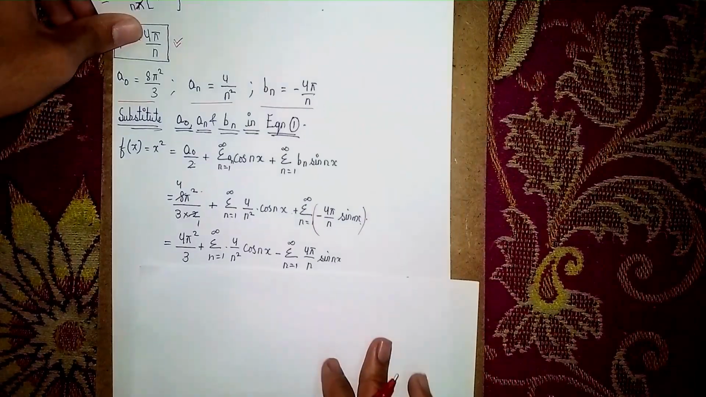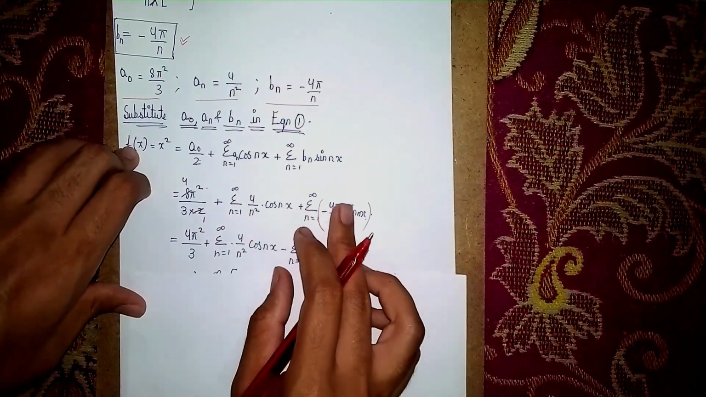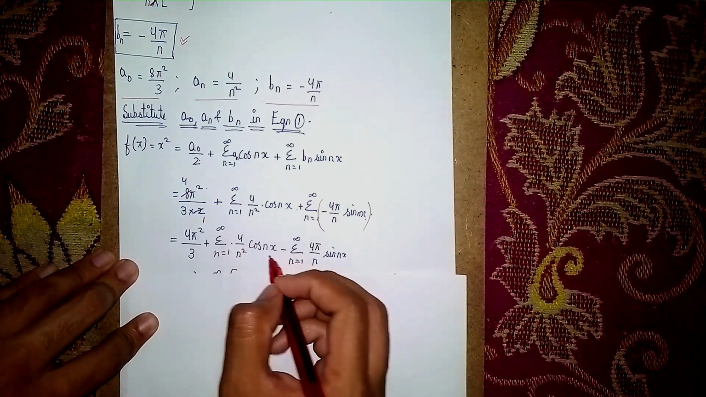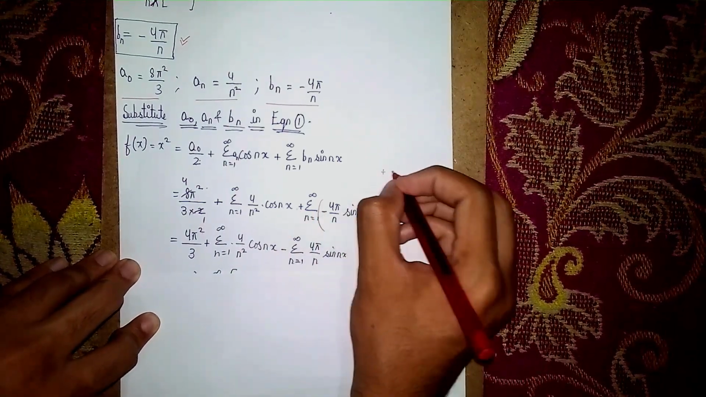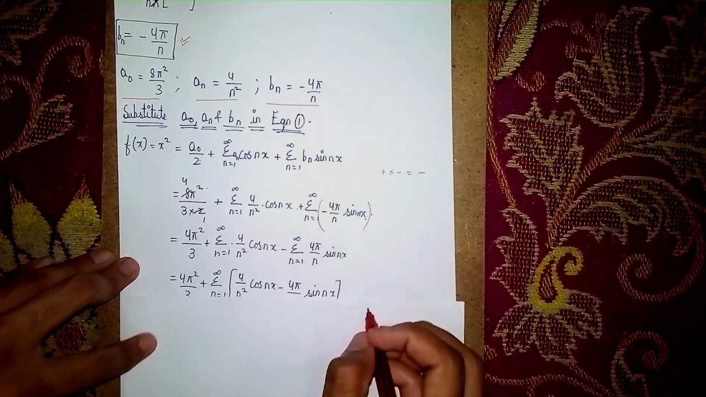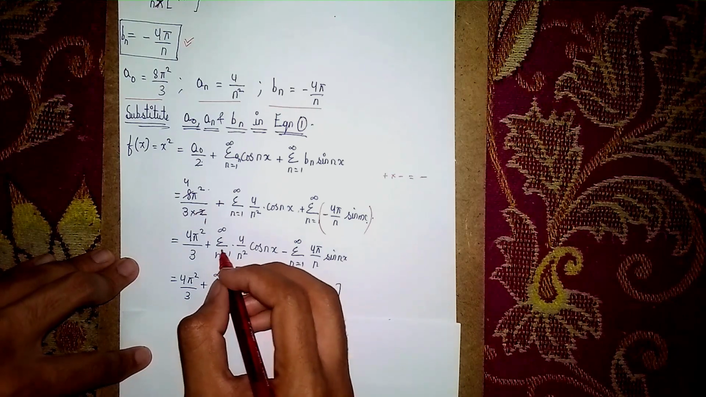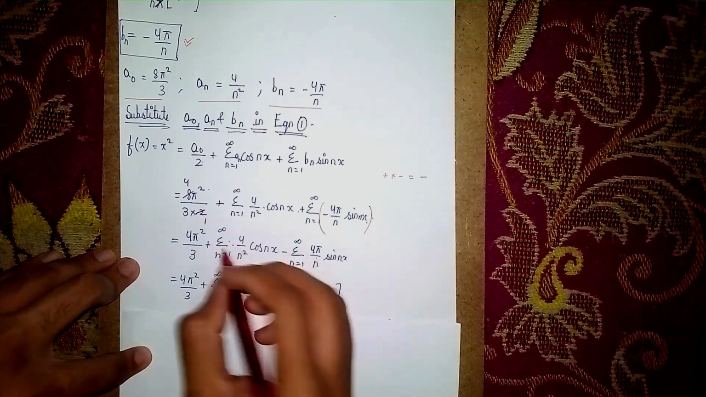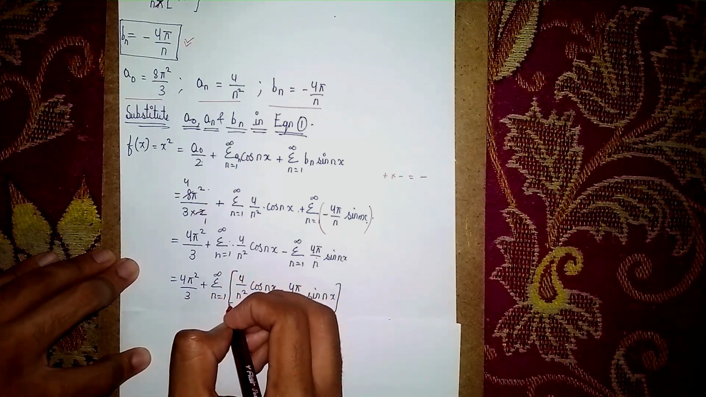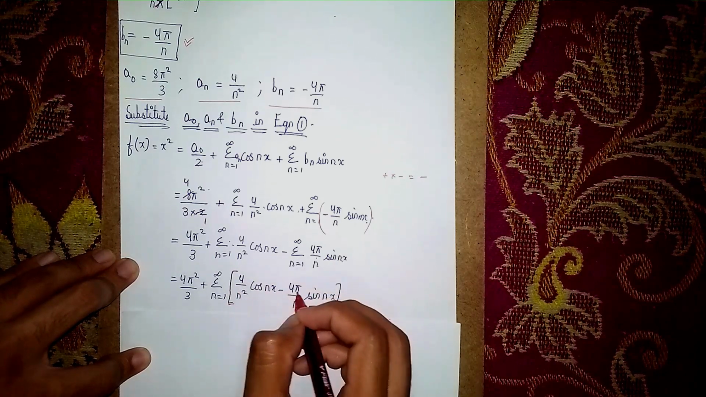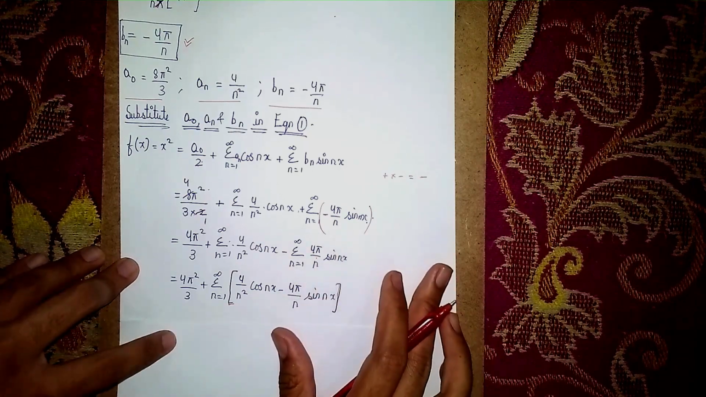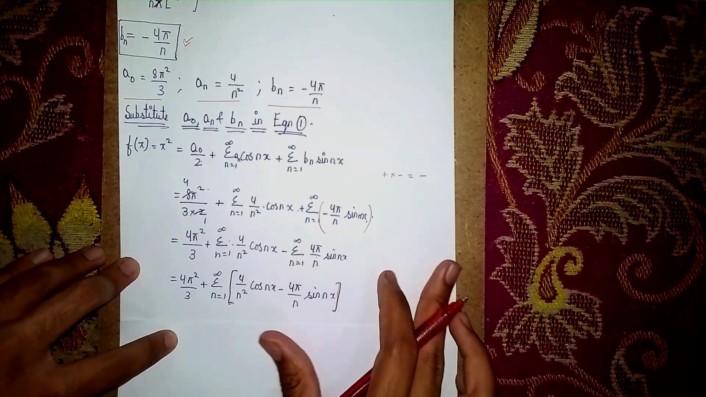Now what you will do, you take the minus sign: 4 pi square by 3 plus summation n is equal to 1 to infinity 4 by n square cos nx, minus into plus becomes plus, and plus into minus becomes minus, so minus summation 4 pi by n sin nx. Now I am taking summation n is equal to 1 to infinity as common, so it becomes 4 pi square by 3 plus summation n is equal to 1 to infinity of 4 by n square cos nx minus 4 pi by n sin nx. We can do so much more, but this much is enough for you in the examination. This is our answer.